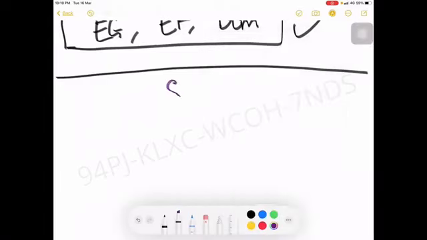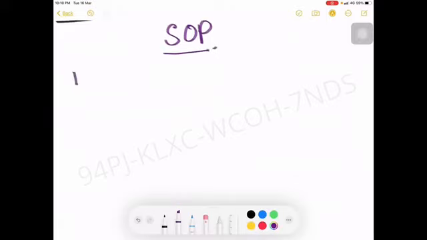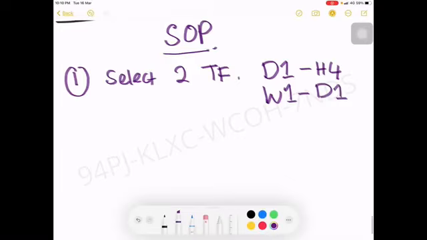The SOP. So the first thing that you need to do is select 2 time frames. It means that if you are starting from daily, then you're going to have to go to H4 as well. If you are starting from weekly, then you are going to go to daily as well. This is the area where you want to mark your engulfing. If you are starting from H4, you're going to go to H1 as well. If you are starting from monthly, then you're going to go to weekly.